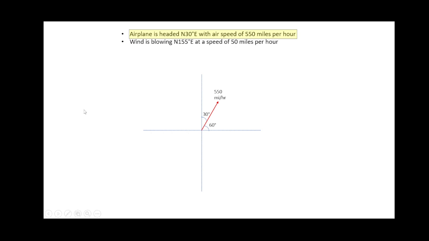So in this case, we want to get the x component of this airspeed and also the y component of the airspeed. And to do that, we want to take the magnitude of the airspeed and then multiply it times the cosine of the angle between the direction of the airspeed and then the direction that we're interested in. So in the x direction, it's going to be 550 times the cosine of 60 degrees, or 275 miles per hour. In the y direction, it's going to be 550 times the cosine of 30 degrees, which is going to be equal to 476.3 miles per hour.